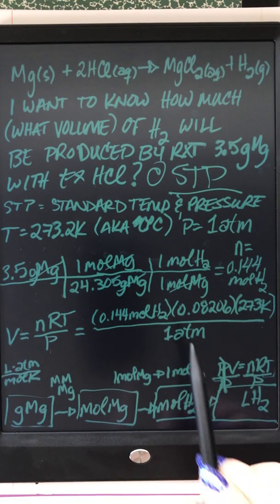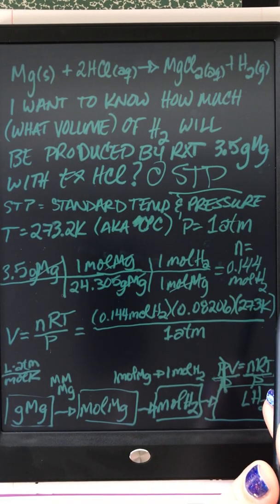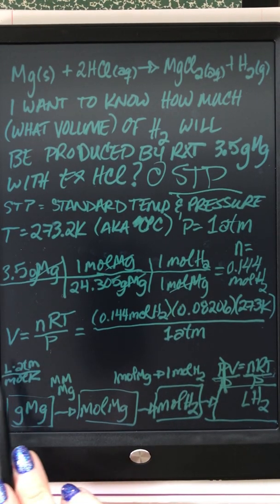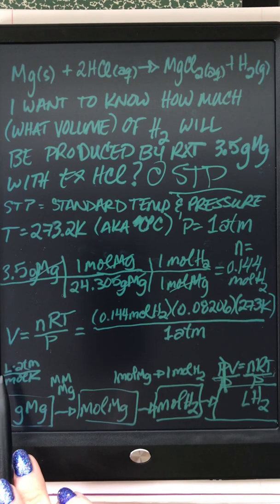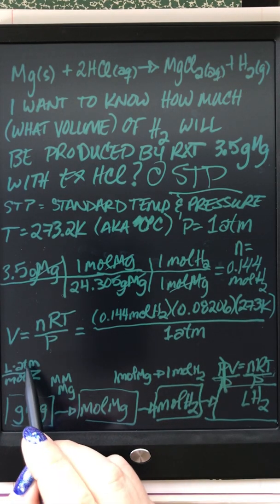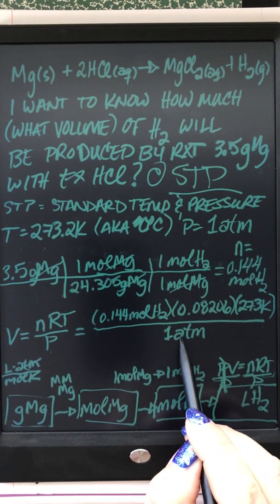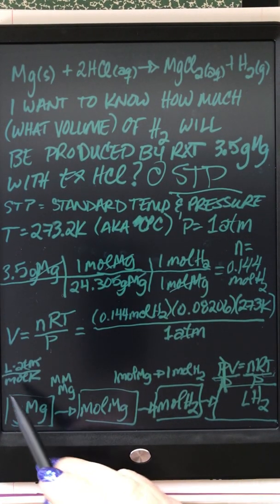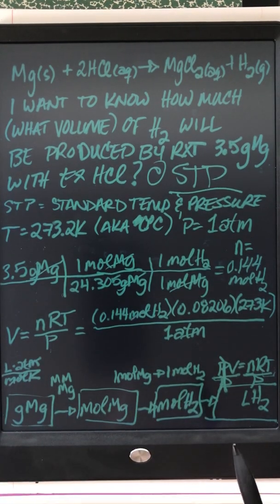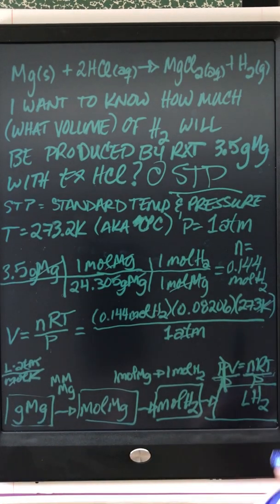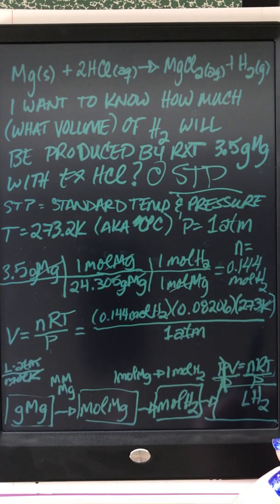The reason why we need everything to be in the right units is so that our R value, everything in the units will cancel out and we'll just be left with liters. Does that make sense? So we have atmospheres on the bottom, which means that atmospheres will cancel with atmospheres. We have moles on the top and moles on the bottom. Those guys cancel. We have Kelvin on the top and Kelvin on the bottom. Those guys cancel. So we just end up with liters.